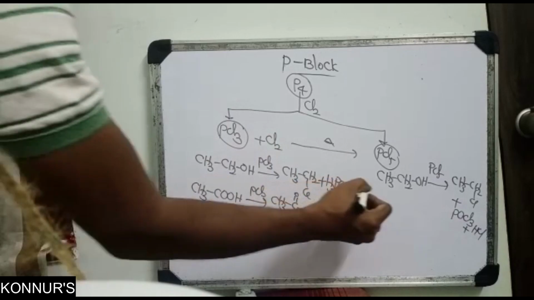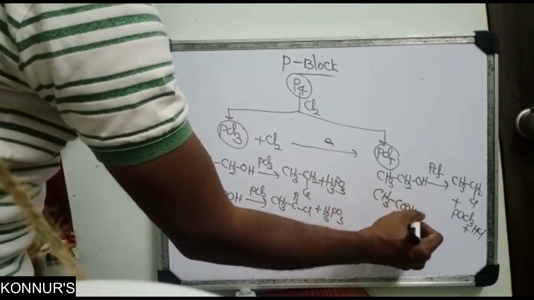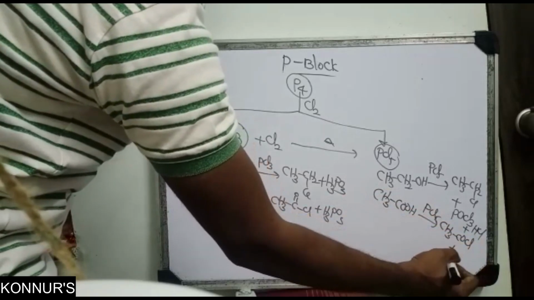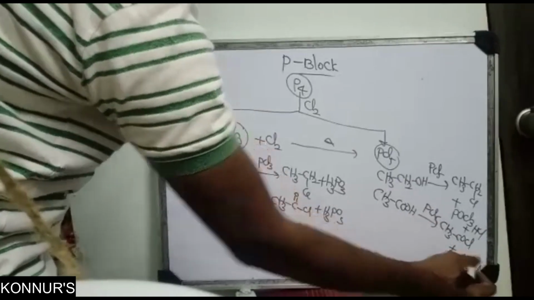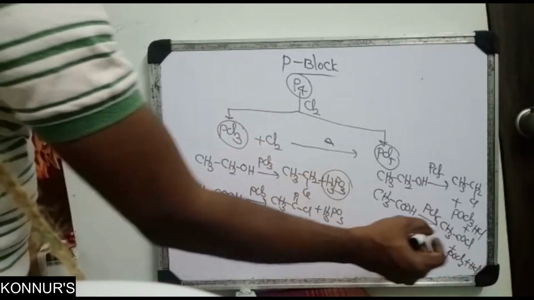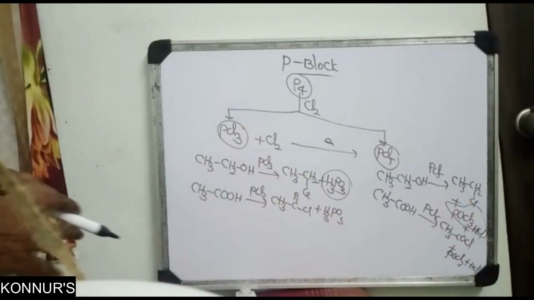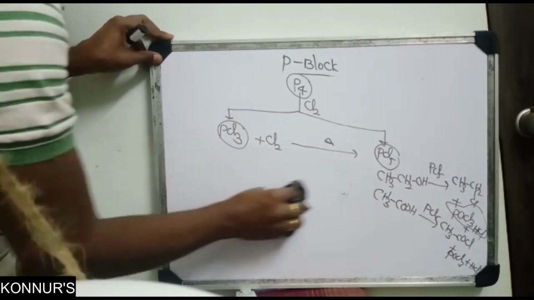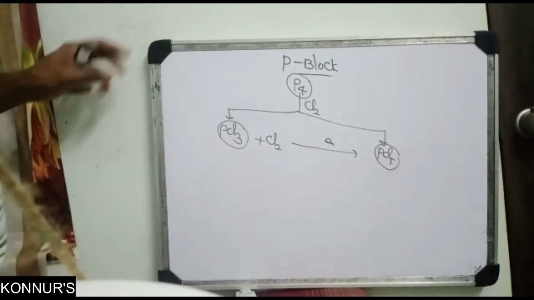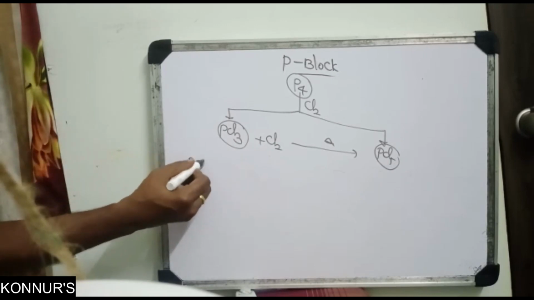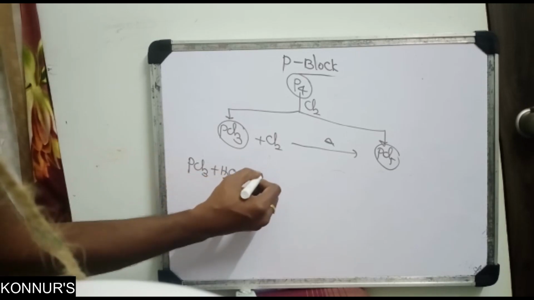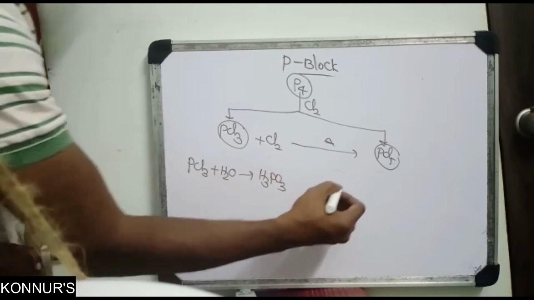POCl3 is the byproduct. Similarly, you take acid treated with PCl5. Same, you get acid chloride plus POCl3 plus HCl as byproducts. Here the byproduct is H3PO3; here the byproducts are POCl3 plus HCl. Those are important. Next, PCl3 treated with water: Cl is exchanged, OH comes in, so you get H3PO3.